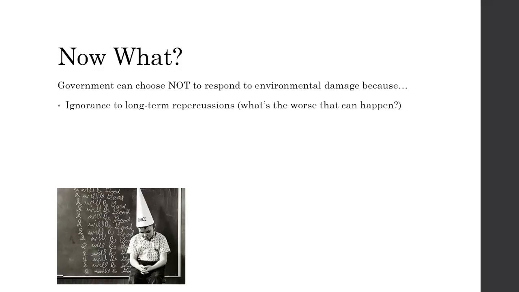Governments can choose to respond or to not respond to environmental damage. We're looking at both. So why would they not respond? Well, they could be ignorant to the long-term repercussions. I mean, what's the worst that can happen? Okay, so what? We discharge a few chemicals into the water. That's not going to do anything.